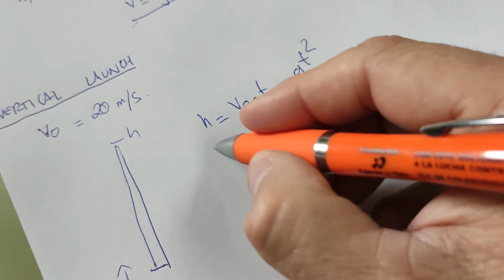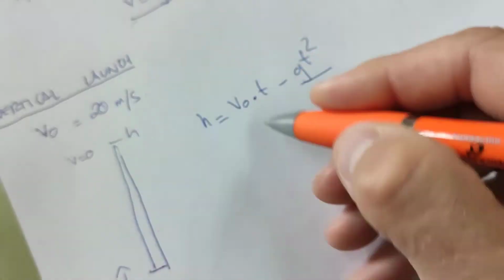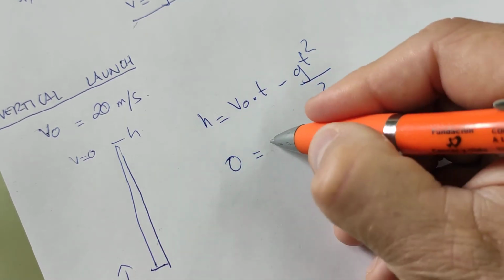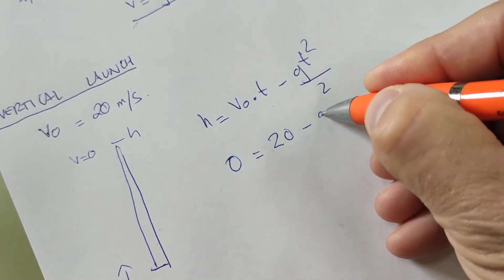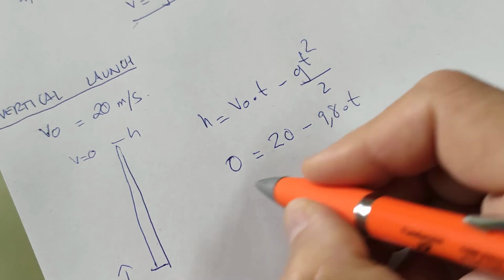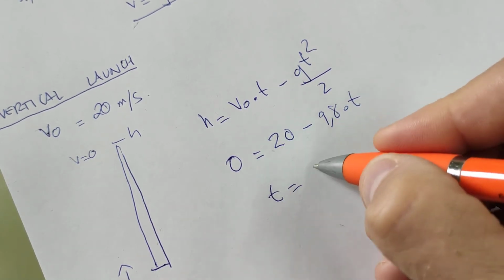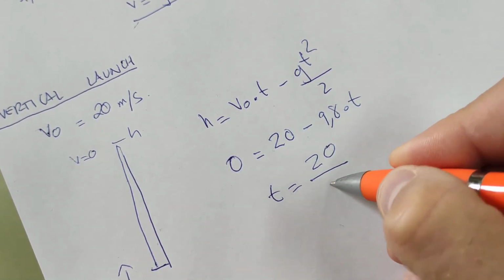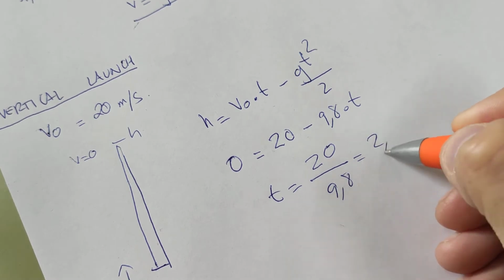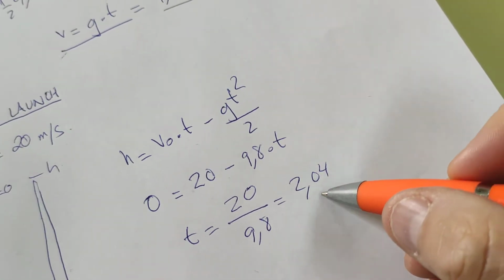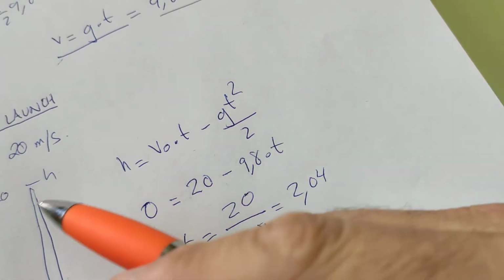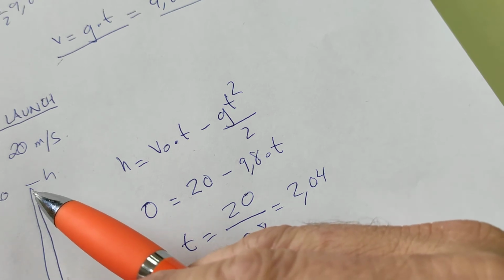The formula of the velocity says that the final velocity at the top, that is 0, equals the initial velocity 20 minus gravity times time. That's to say that the time is always initial velocity divided by gravity, 2.04. This is the time to reach the top of the trajectory.